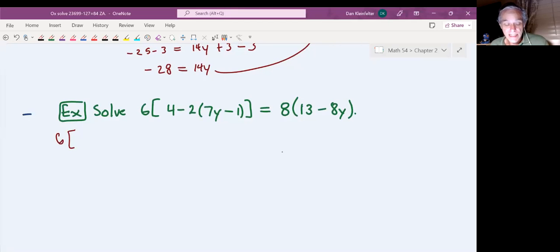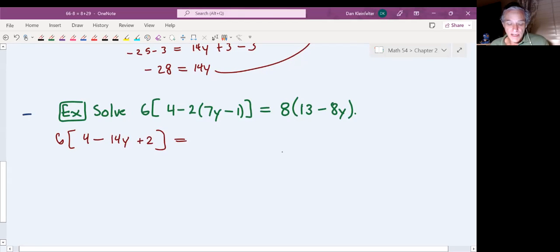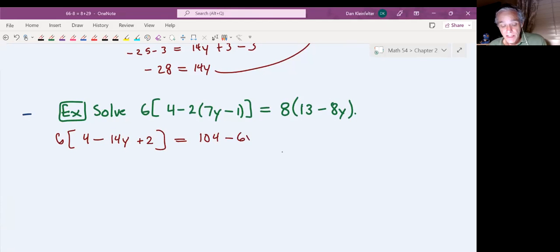So I've got 6 times and then 4 minus. Negative 2 times 7y is going to be negative 14y. And negative 2 times negative 1 will give us positive 2. That all stays inside those square brackets. Okay, then outside we have 8, and then that's multiplied by 13 minus 8y. 8 times 13 is 104, and then 8 times negative 8y is negative 64y.